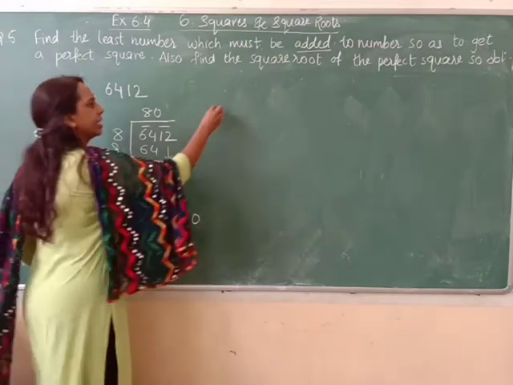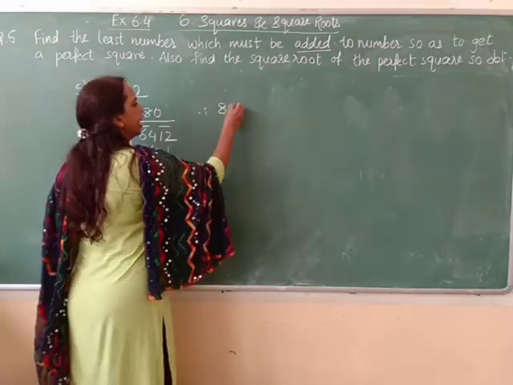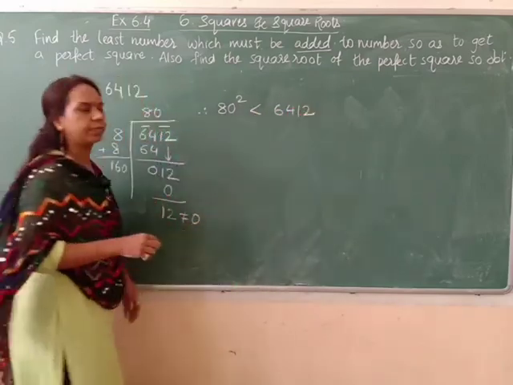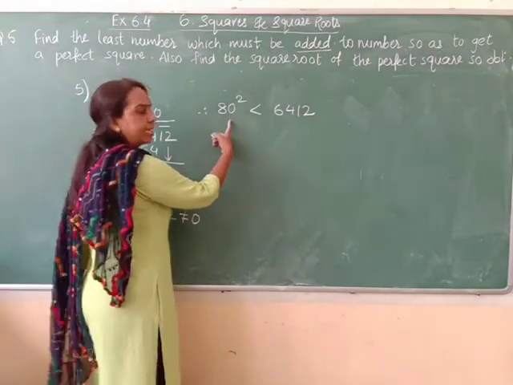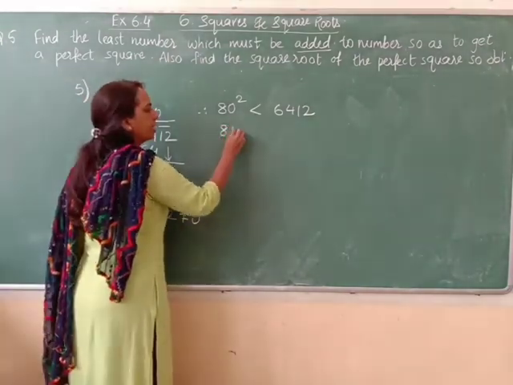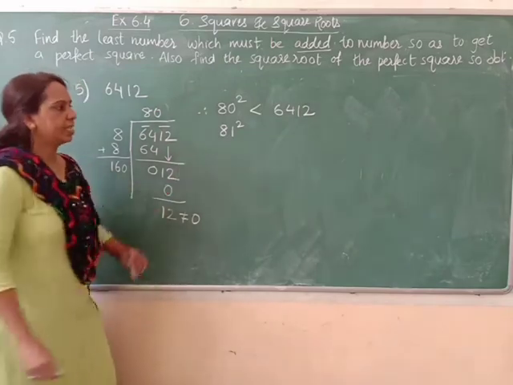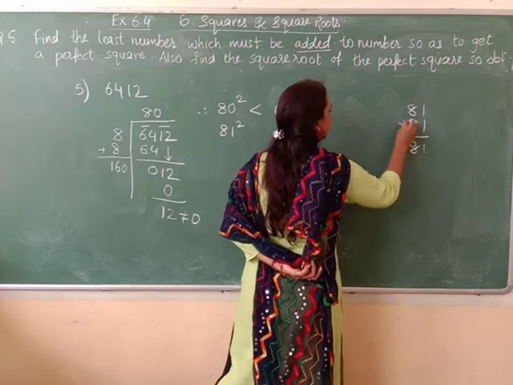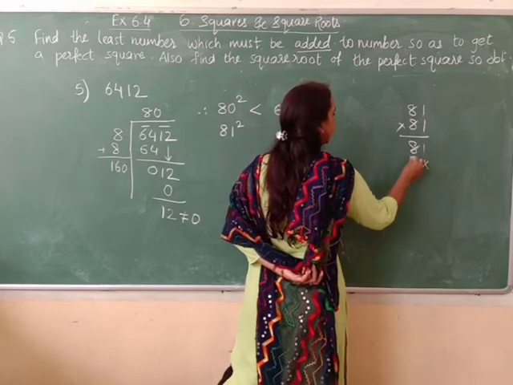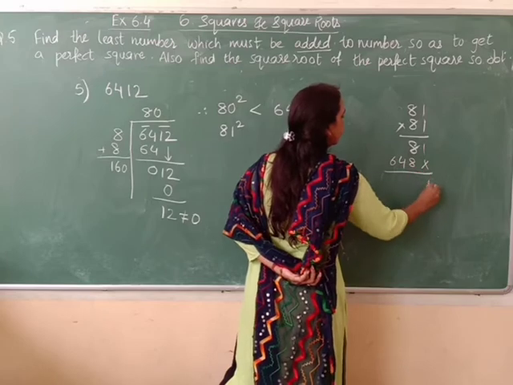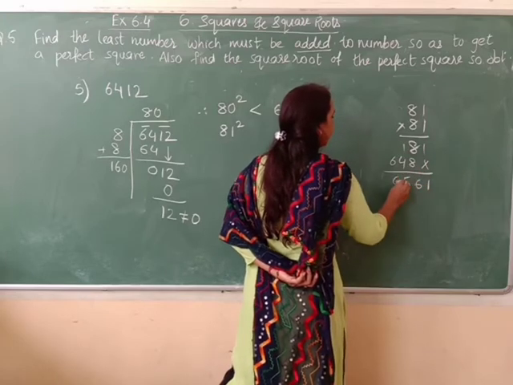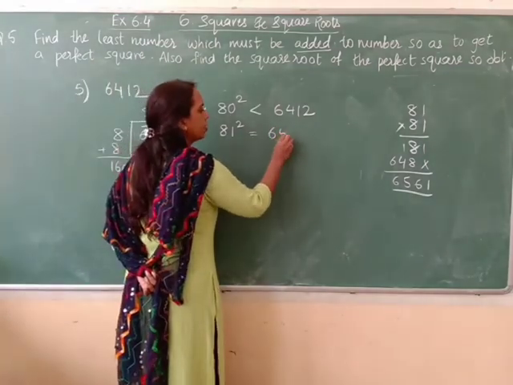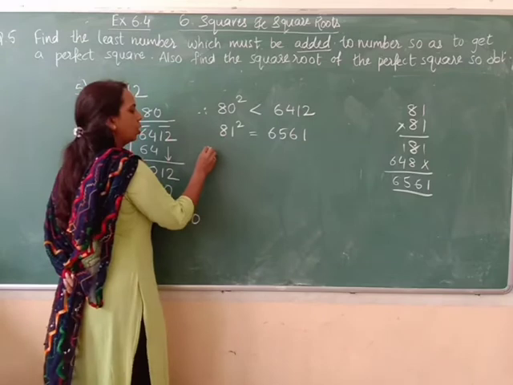Obviously we can say that therefore 80 square is less than 6412. Okay, so we will take the next number, that is 81 square. Now find out what is 81 square. 81, and here 8 ones are 8, 8 8s are 64. So it is 6561, which is equal to 6561.